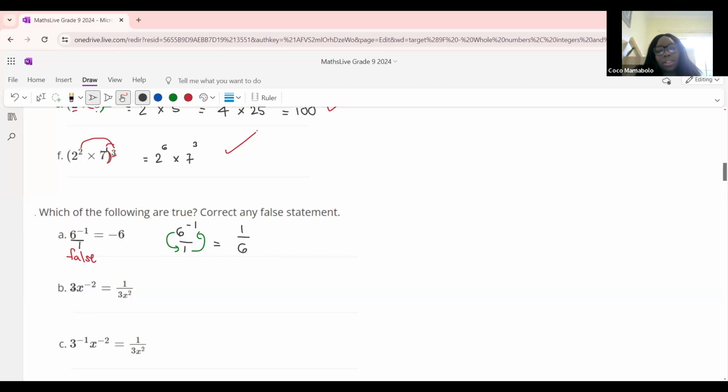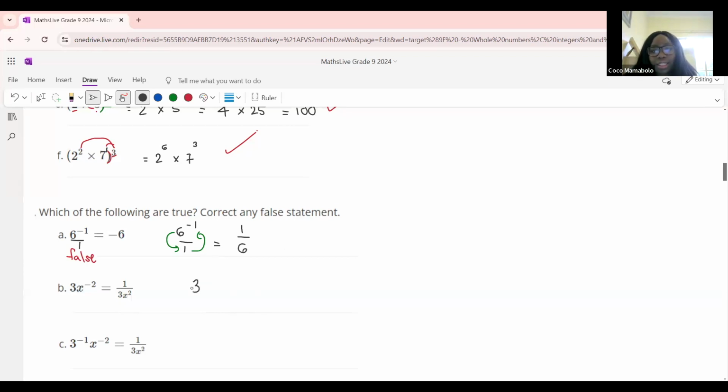This one says 3x to the power of -2 is equal to 1 over 3x squared. True or false? Ilham says false. Is it false? Oratile says true. Is it true? Okay, I'm getting two differing answers. Angel says it's true. Interesting. Okay, let's go ahead and look at this in a little bit of a closer lens.